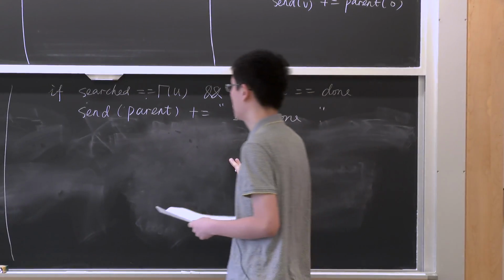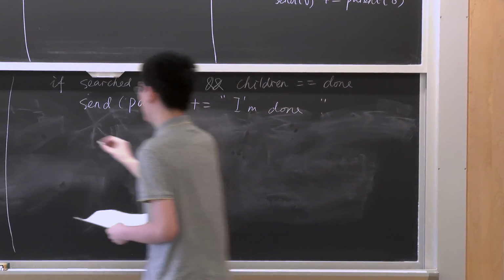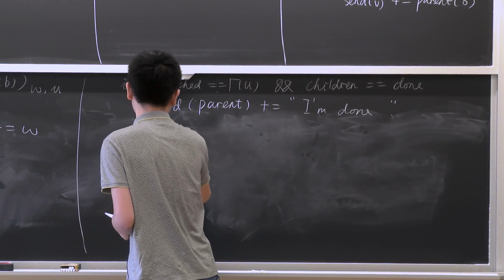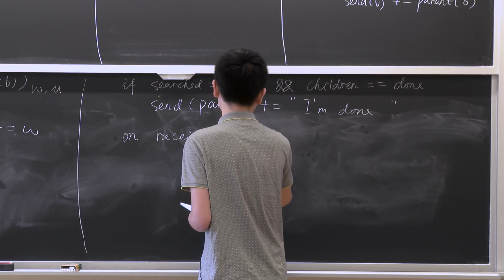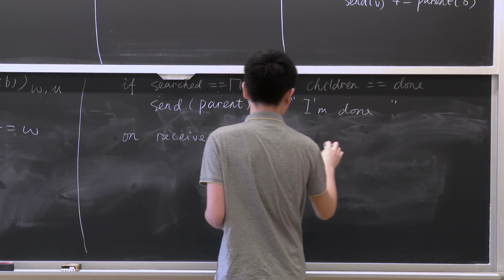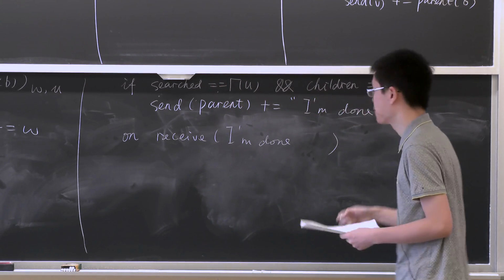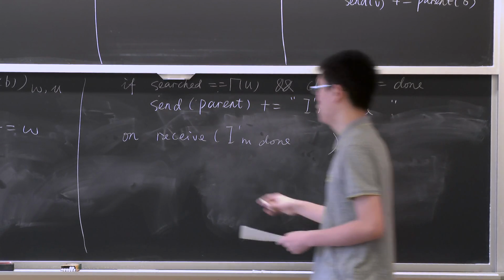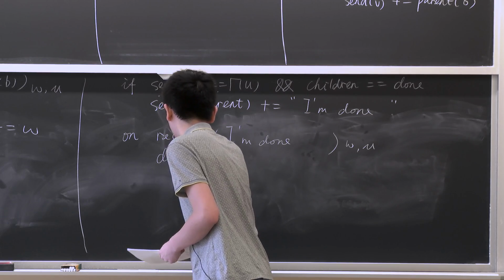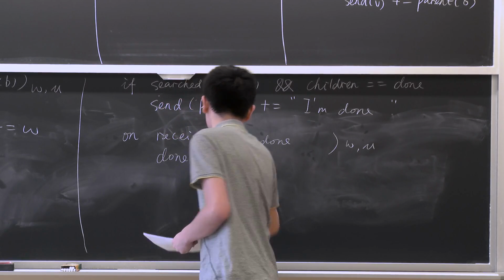Then whenever we create a message, we should deal with that message. If we receive a message "I'm done" from W, then we're going to mark that node as done.